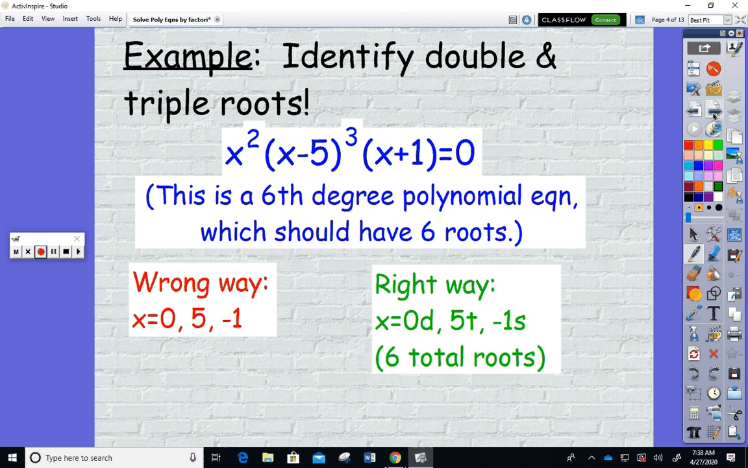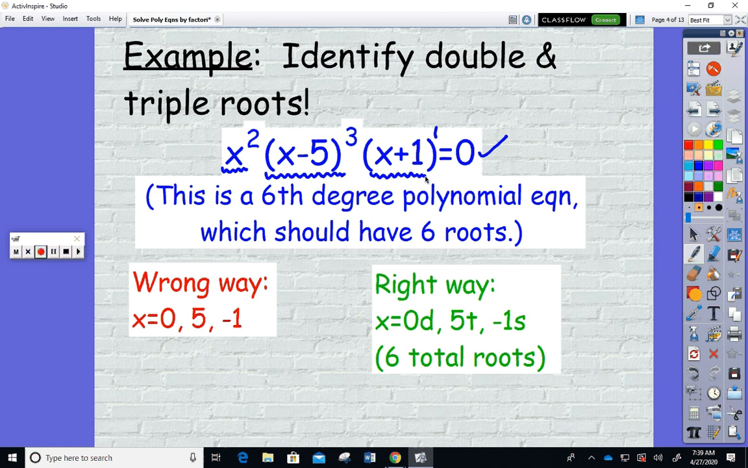All right, so notice on the blue equation I have on this slide, I've got it written correctly because I have the x squared, the x minus 5 cubed, and the x plus 1 to the understood first power. You don't need to write that first in. But what that's telling me is my x squared is going to give me a double root. My x minus 5 to the third power is going to give me a triple root. And then my x plus 1 to the first power will give me a single root.